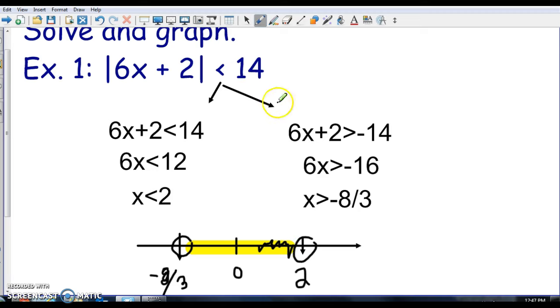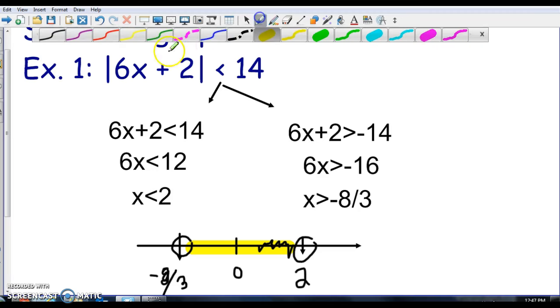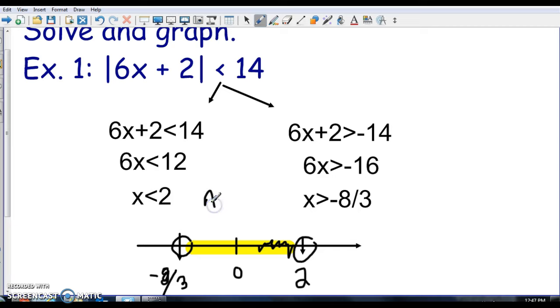So absolute values can create and problems. They can create or problems. But for this one, it's an and problem. It's a good idea to write the word and in between them. I don't think it's 100% necessary, but it's not a bad idea to write it. Okay? So that's one problem.